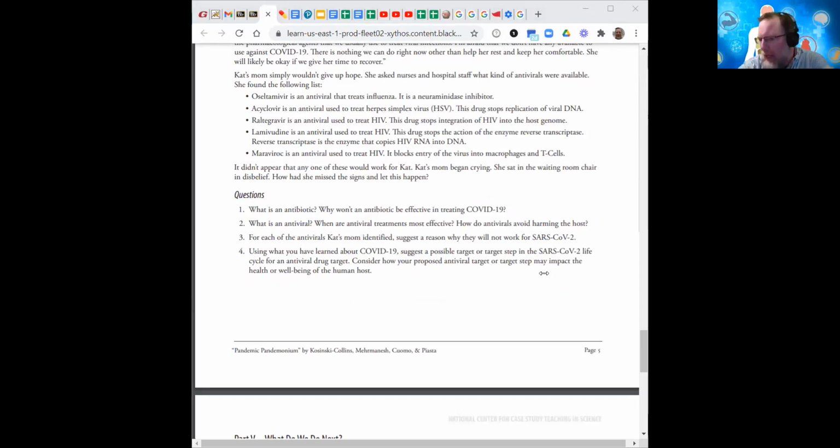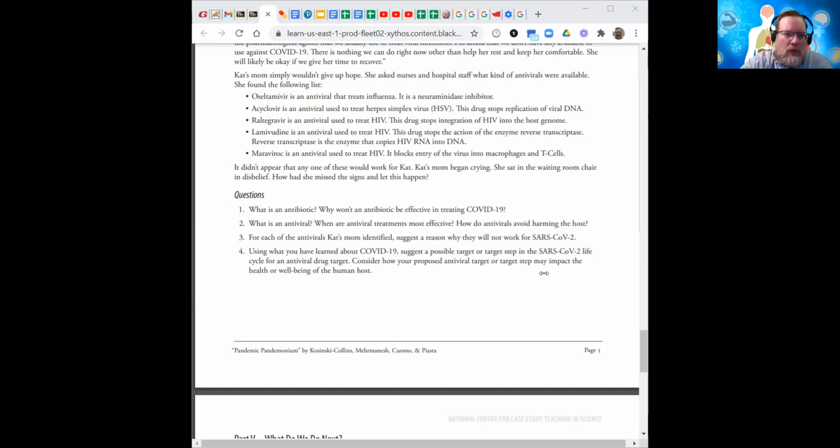What's an antibiotic and why would that maybe be ineffective towards treating COVID? Again, antibiotics go after bacterial infections. We're dealing with a viral infection. So antiviral treatments are usually most effective early on, right? So maybe it slows the rate of viral progression. So antivirals in the early stages generally are going to be a lot more effective.